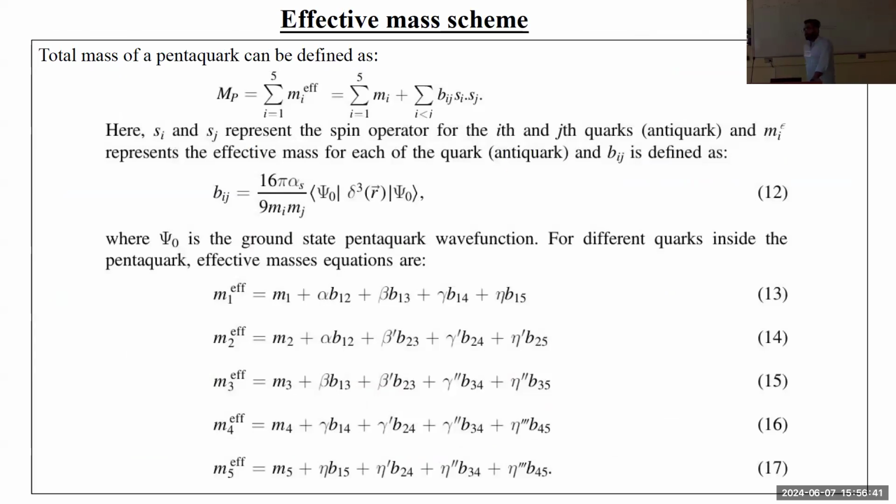The second one is the effective mass scheme. As we can see, in a hadron the mass of a quark is influenced by the neighboring quarks. Similarly, we extended this for the pentaquarks, where the mass of a pentaquark is defined by the sum of the quark masses as well as their hyperfine interactions with the respective quarks. Bij are the hyperfine interaction terms, and the equations are defined here below for the respective quarks. By adding them and taking the masses from experimental data, we can estimate the hyperfine interaction terms. And by using these terms, we can estimate the masses as well as the magnetic moments.